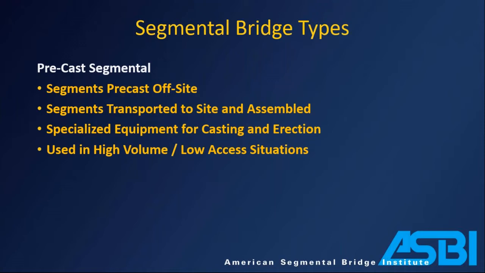You usually need some specialized equipment, both in terms of casting the segments, you need the forms and the molds, and to assemble the segments. So this tends to be used in more high volume situations. Maybe you have poor access, a job over water, somewhere where you can't put down falsework, a congested city, something like that. But you do need a fair amount of volume to make the investment in the specialized equipment work.